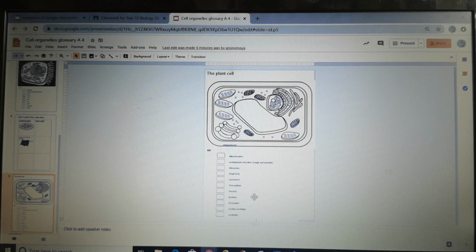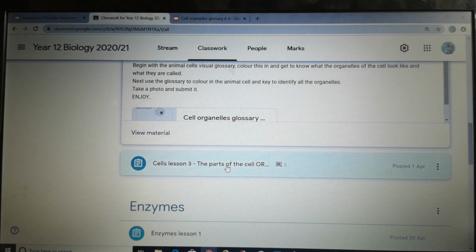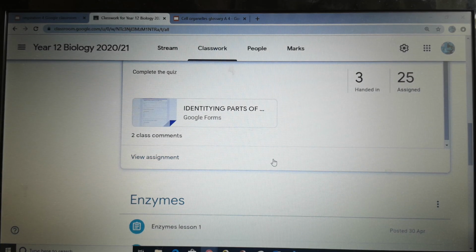And I thought, I hope this will be a fun way of doing it, help you chill out. Colouring for grown-ups is a really, really good way of relaxing. It's not just for kids, okay? So have a go. And then finally, just to prove that you do know what you're talking about, we've got a little quiz on the parts of the cells.